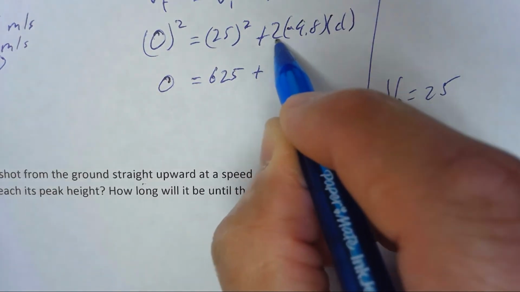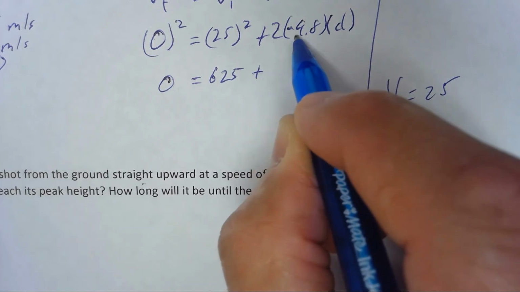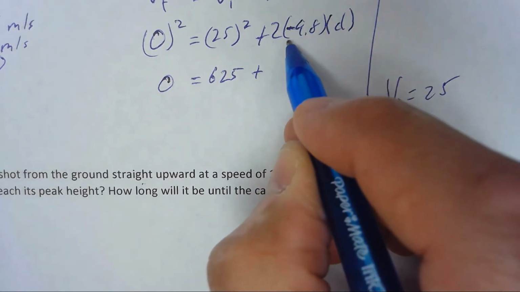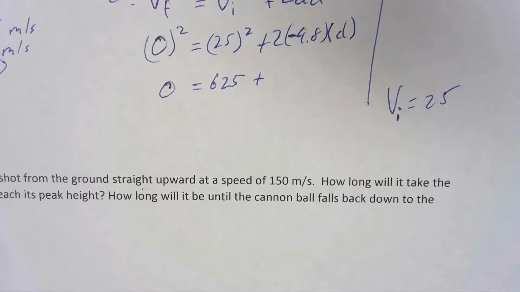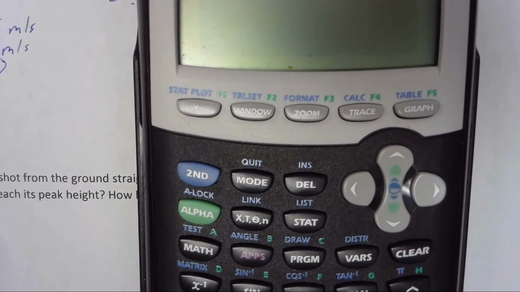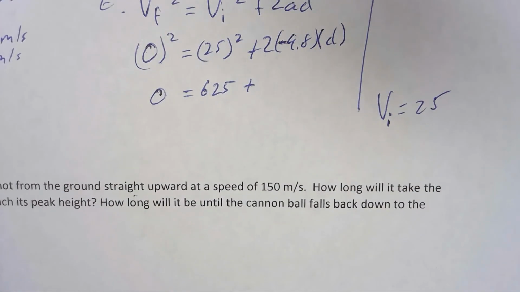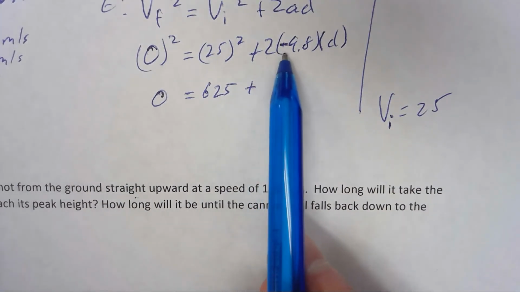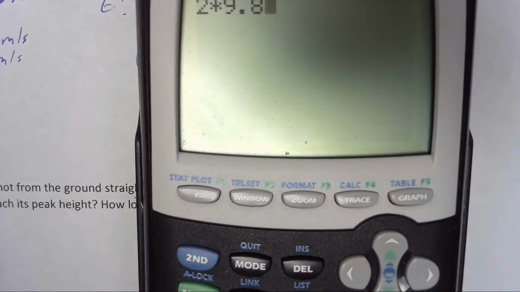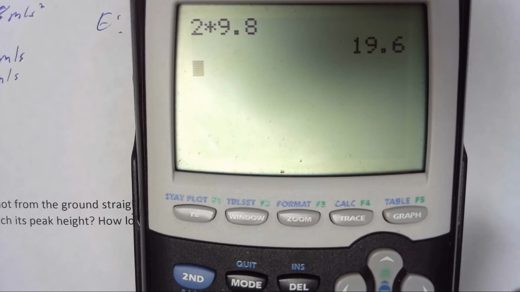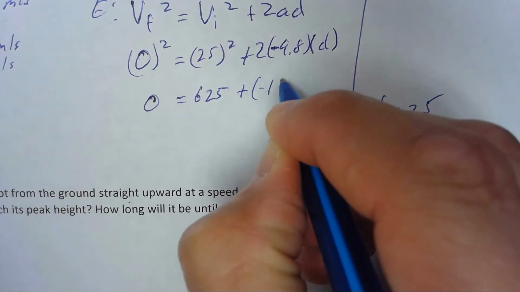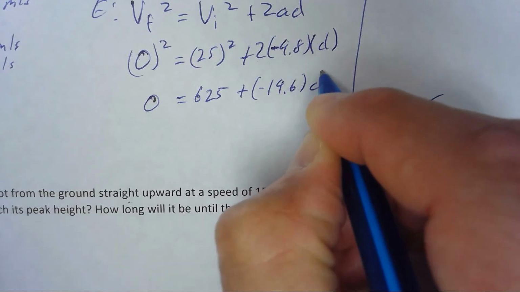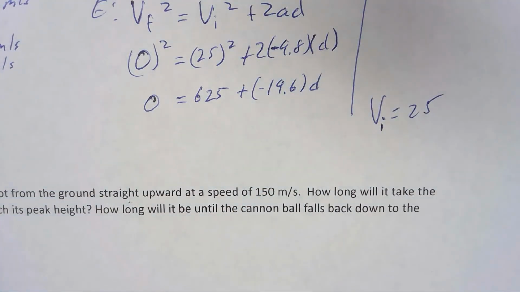Plus, now we have this to contend with, 2 times negative 9.8. This isn't half of 9.8. It's not 4.9 anymore. It's 2 times negative 9.8. This one's relatively common as well. But again, I'm not going to enter the negative because I know it's going to be negative. I have a negative times positive. 2 times 9.8 is 19.6. So that's actually negative 19.6. And I'm going to bring that D down.